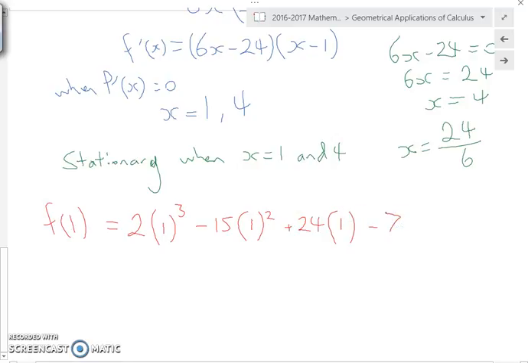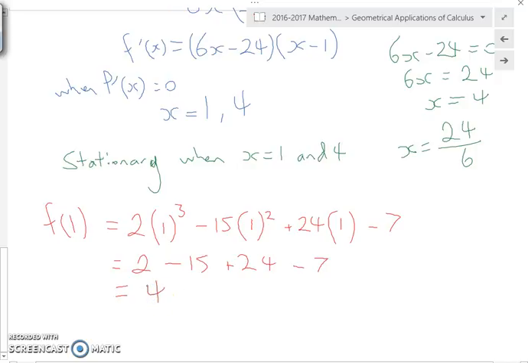Okay. So you'll notice I've substituted in the 1 because I'm finding f of 1, and I've put everything I've substituted in the brackets to make sure I can see it. So 2 times 1 cubed will be 2, minus 15 times 1 squared will be minus 15, plus 24 times 1, minus 7, minus 13, plus 11.